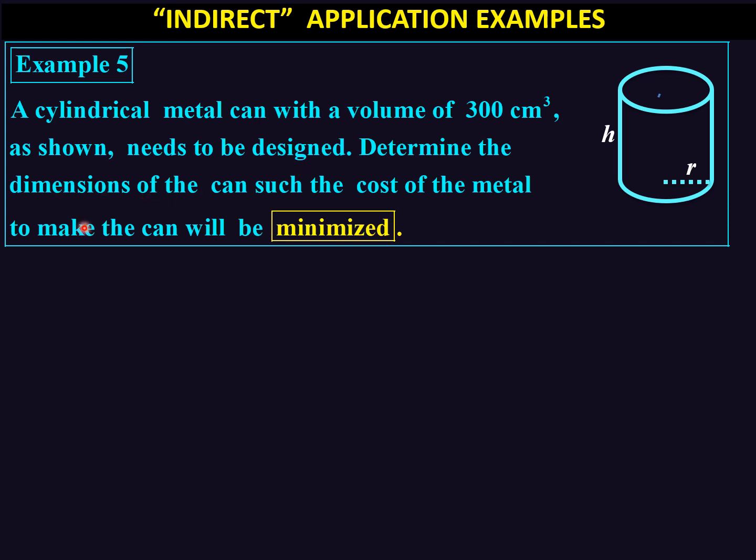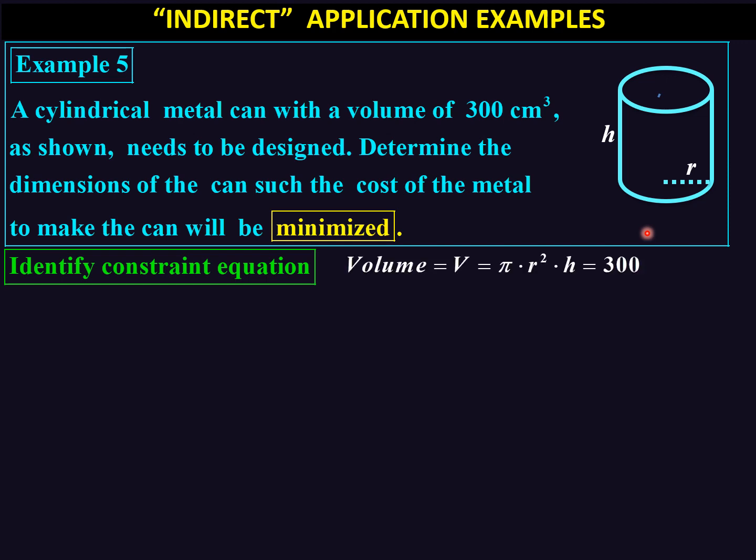Determine the dimensions. What do dimensions mean? What are the dimensions here? The r and the h. Such that the cost of the metal to make the can, so we need to know the surface area of the can. And the surface area, those are formulas you need to know. Let's identify the volume. Volume is, that's correct, pi r squared h. That's 300. Which one now would you make the subject? That's correct, preferably the h.